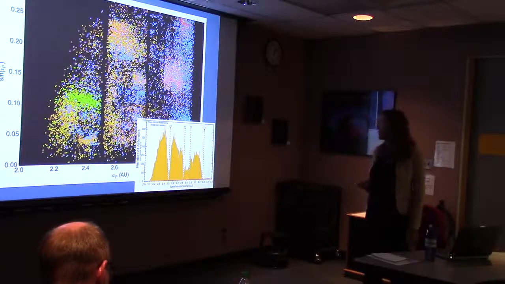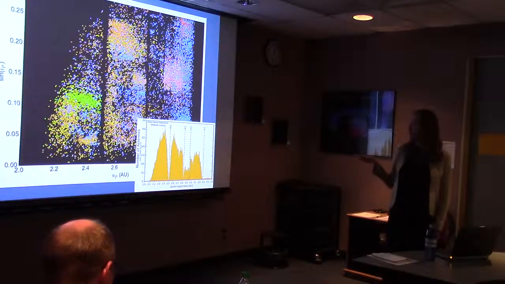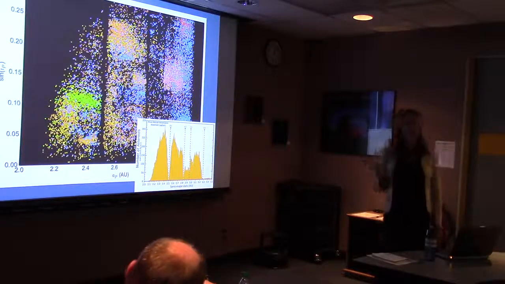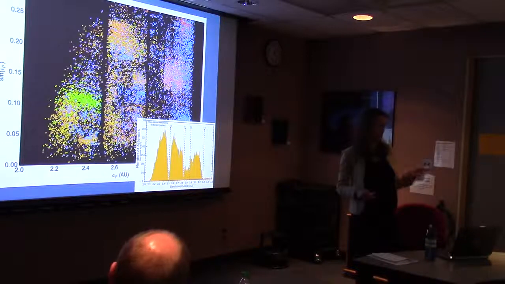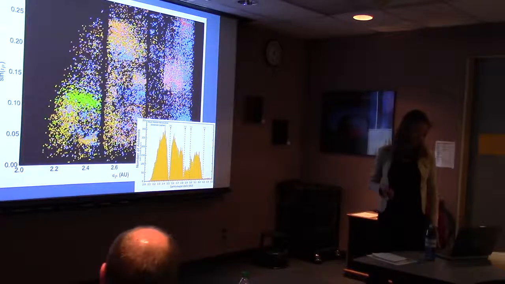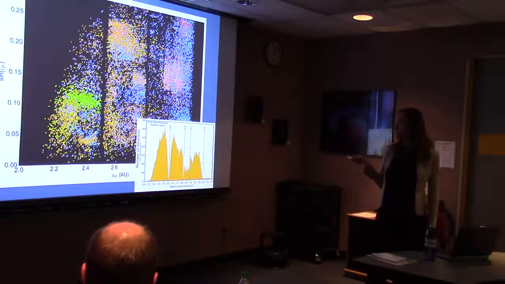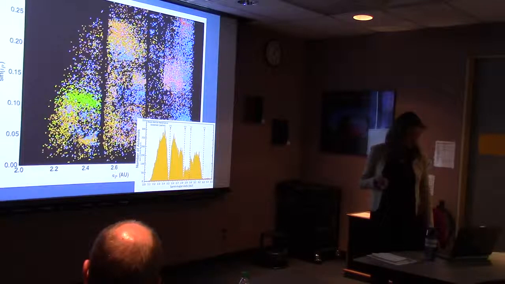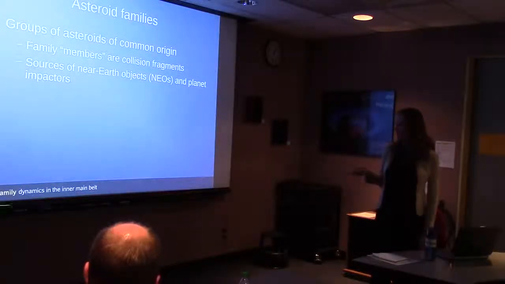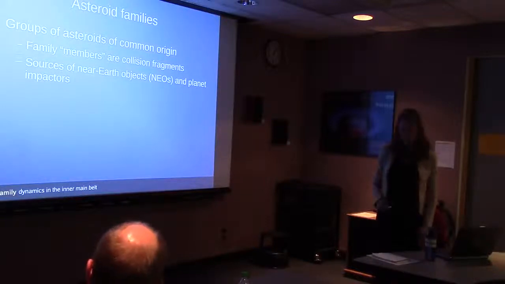And those clumps are very important. As you can see from the color scheme of this plot, which is designed to represent those Sloan Digital Sky Survey colors I mentioned, the clumps each kind of have a distinct color. And that leads us to talking about asteroid families.